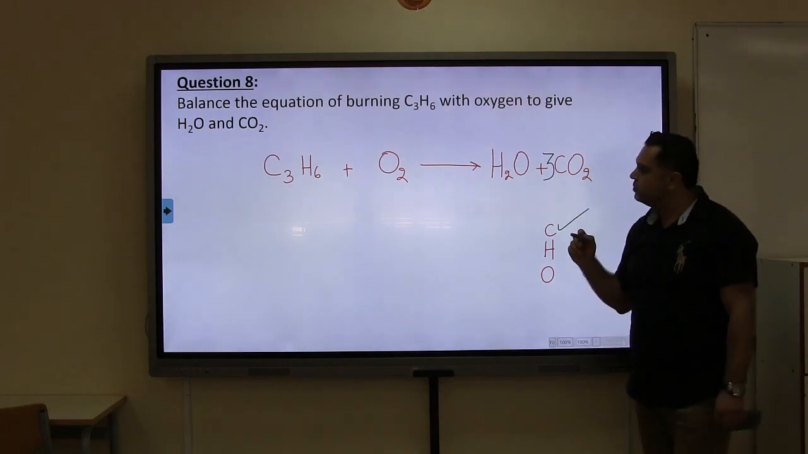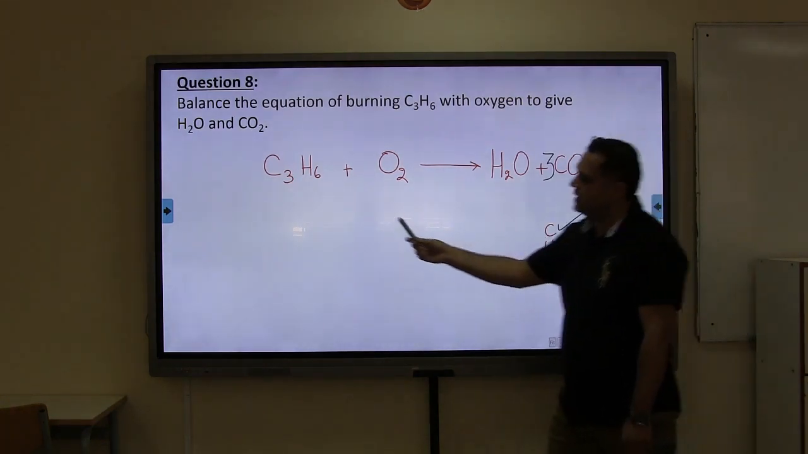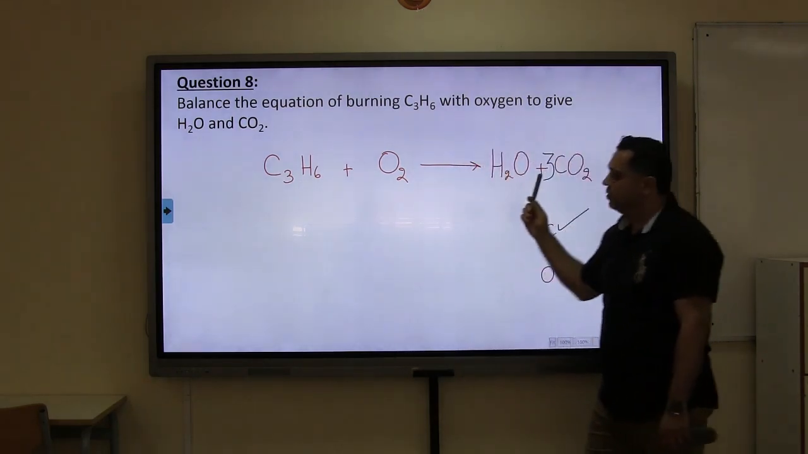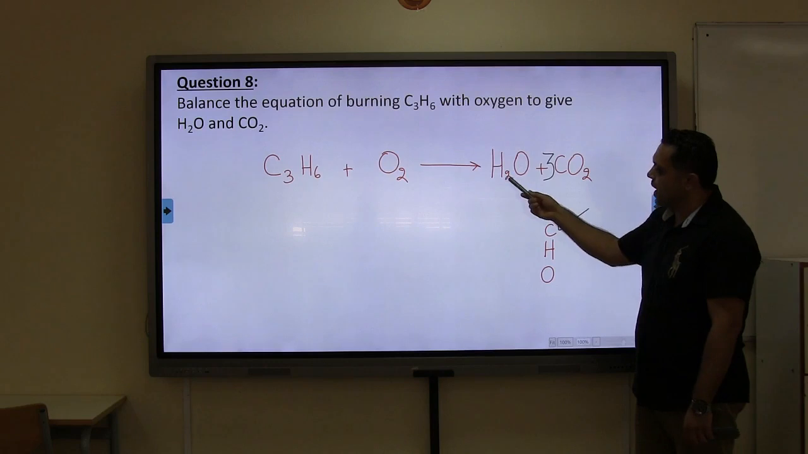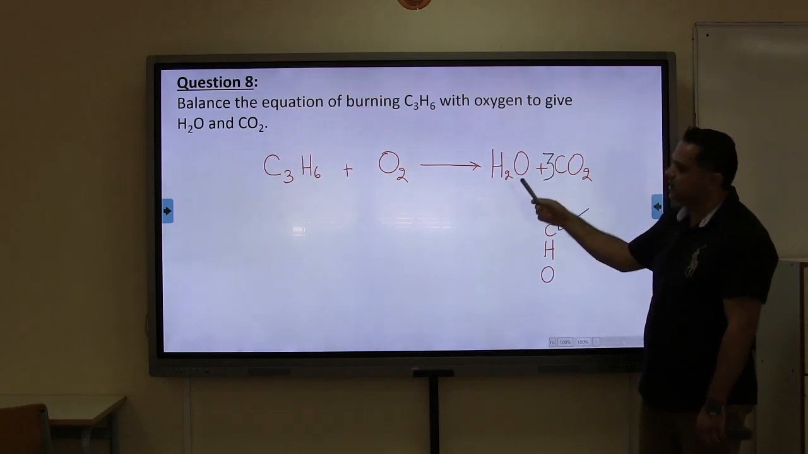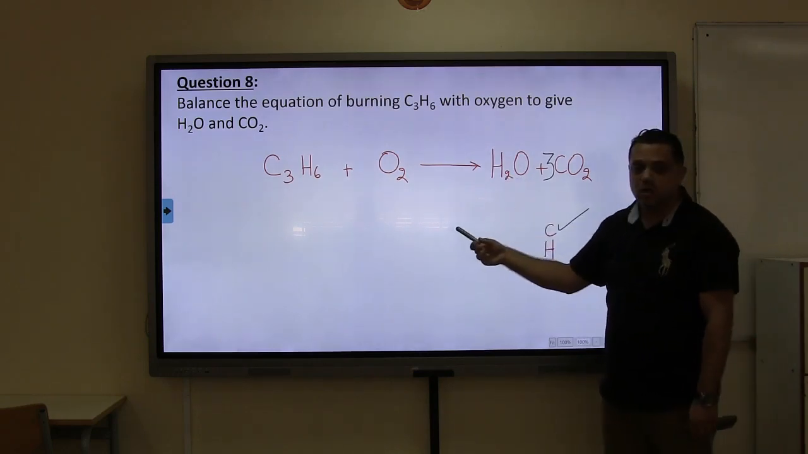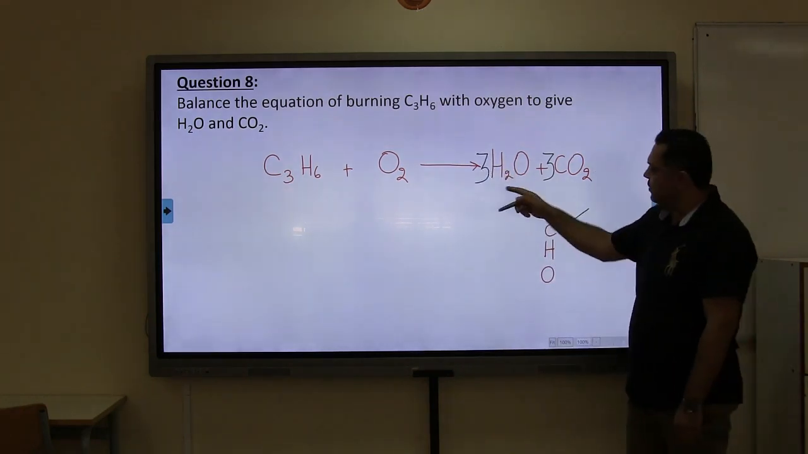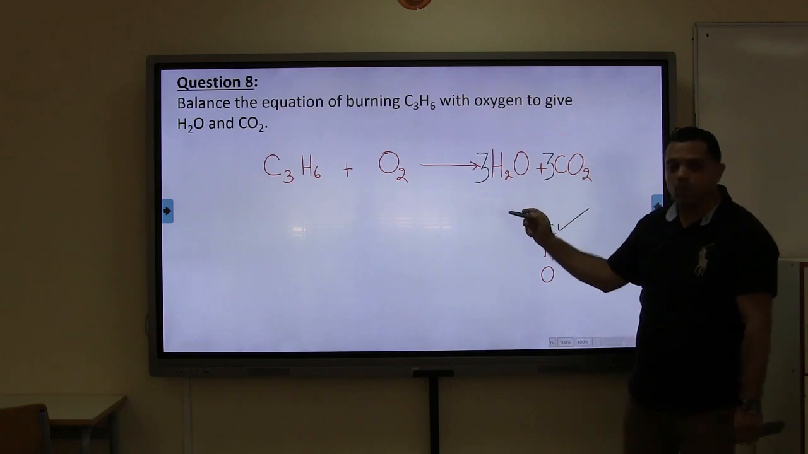For the hydrogen, here there are 6 hydrogens. 6 atoms of hydrogen are present. Also here, I have 2. So to make the number of atoms of hydrogen equal on both sides, I need to multiply by 3. So now I have 6 atoms of hydrogen on both sides.